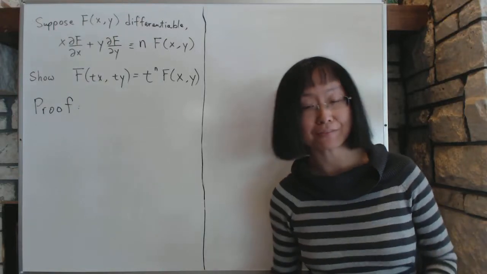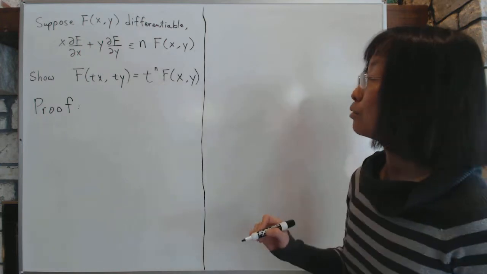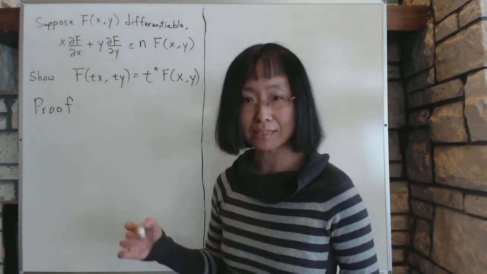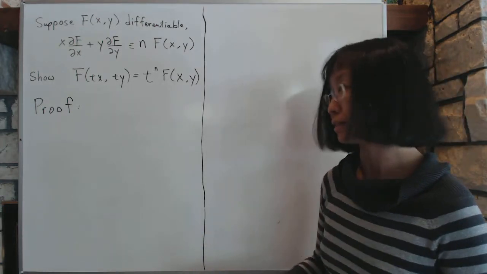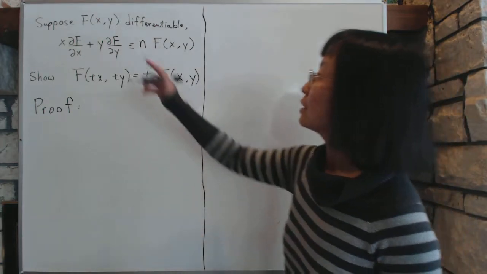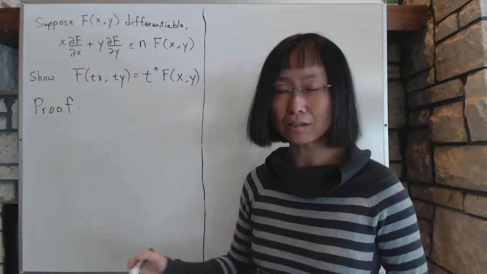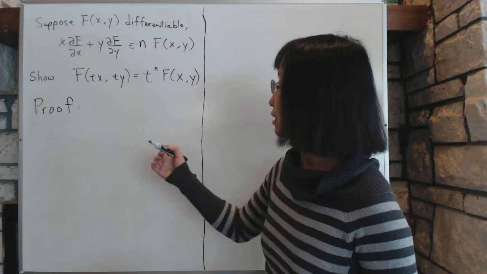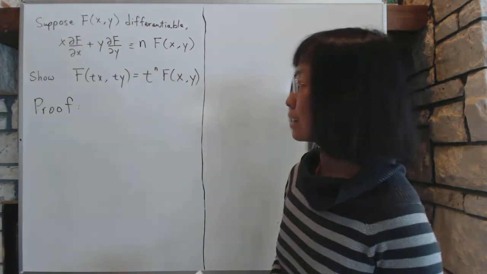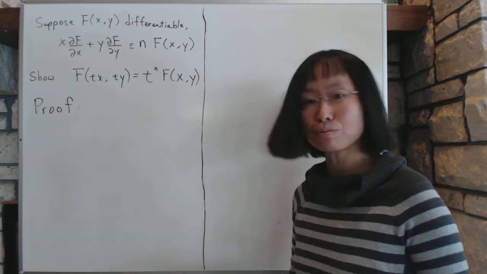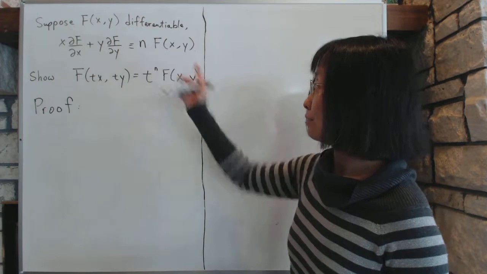Section 6.53, Homogeneous Equations and Euler's Theorem. We are going to do a problem that's essentially proving the converse of Euler's theorem under certain suitable conditions. Suppose f(x,y) is a differentiable function on an open domain, and the result of Euler's theorem stands: x ∂f/∂x + y ∂f/∂y = n f(x,y).